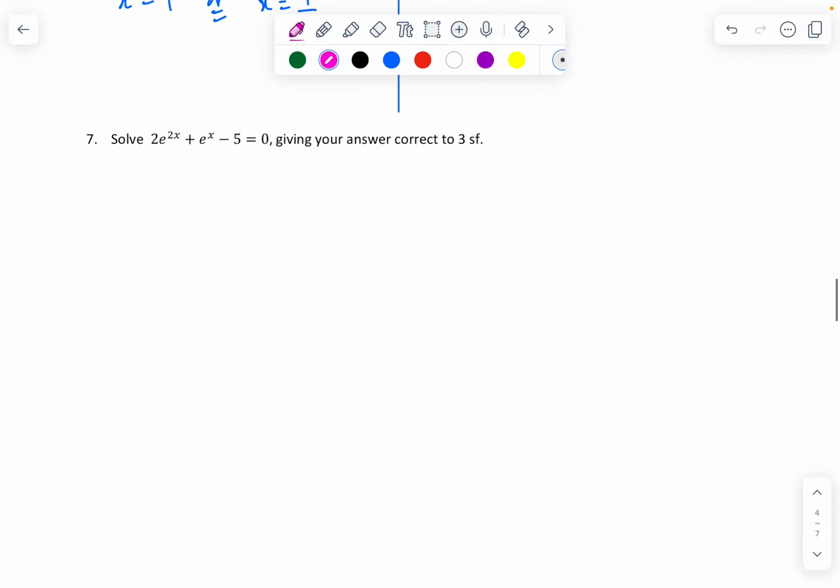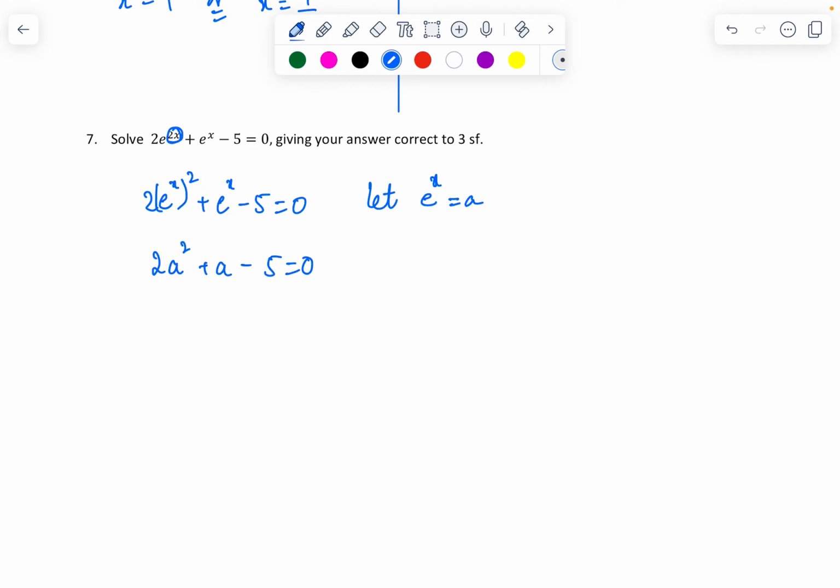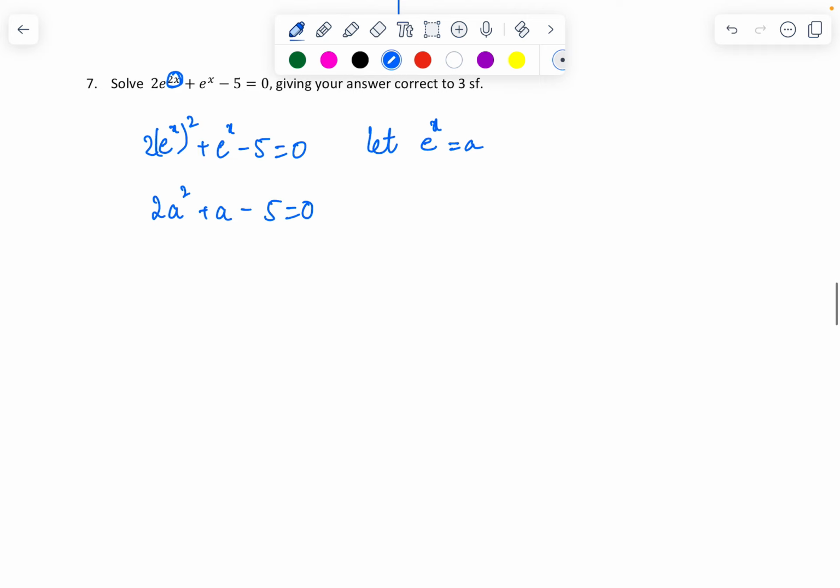Question number 7. Solve 2 e to the power of 2x plus e to the power of x minus 5 equal to 0. I can write e to the power of 2x as e to the power of x whole square, plus e to the power of x minus 5 equal to 0. So let e to the power of x be a. This gives me 2a square plus a minus 5 equal to 0. Again we cannot factor this, so we have to use the quadratic formula.